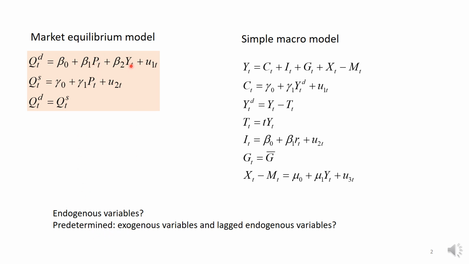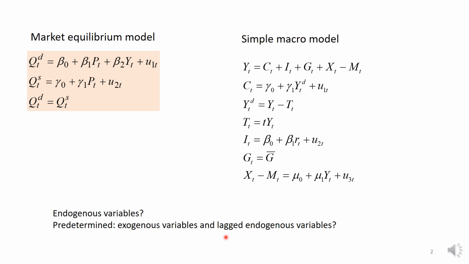For the macro model over here, we have a lot of endogenous variables. The endogenous variables will be your Y, C, I, X, M, as well as your T, and your R. While the exogenous variable over here will be your G bar.